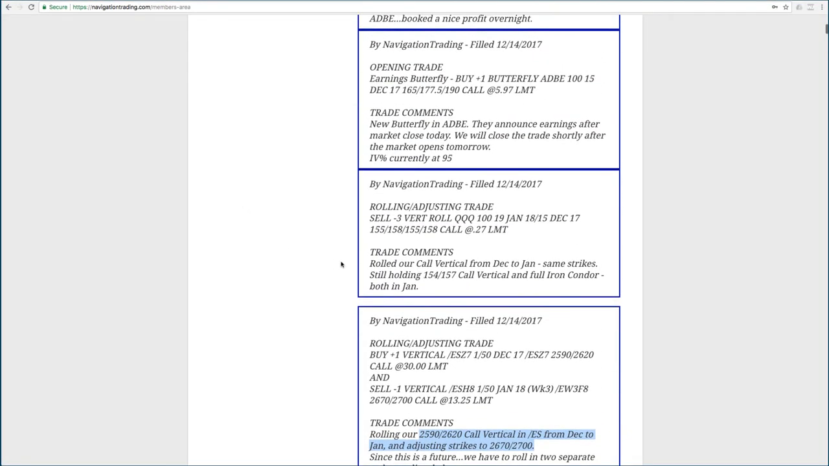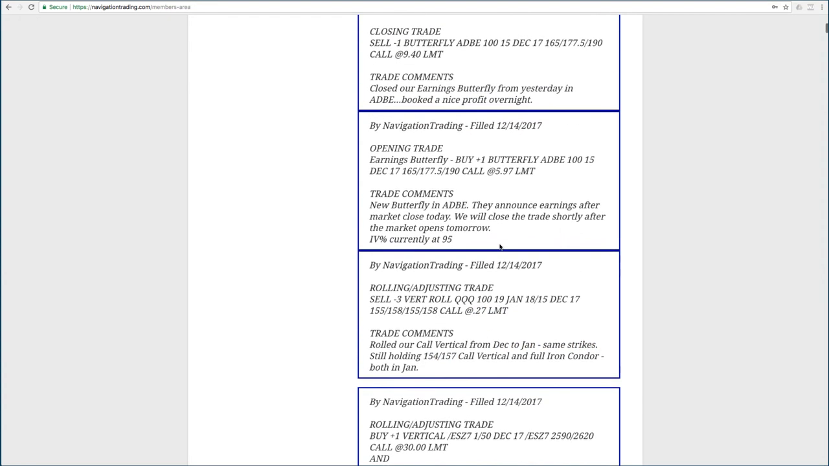Next trade was a rolling adjusting trade in the Qs. I already mentioned that one. That was the 154, 157, and we just rolled that from Dec to Jan with the same strikes. We're able to collect a little credit, which is always helpful.